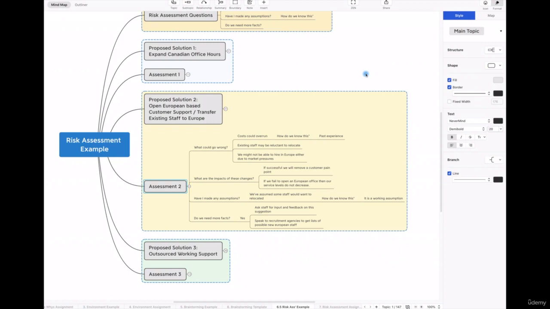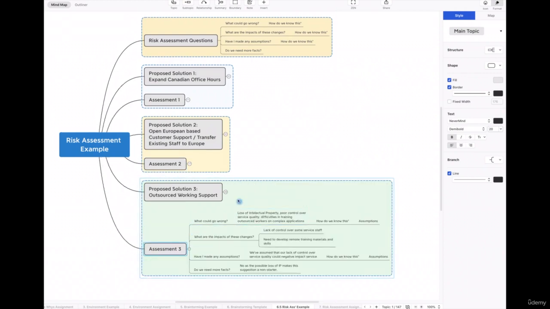Yes, at this point, we should ask the staff for their input and feedback, and we should speak to recruitment agencies. As it happens, we were opening an office in a market we knew well, where there were a number of other similar customer support offices, so we were pretty certain we could find the staff we needed. But again, that was an assumption, so we did end up speaking to recruitment agencies.